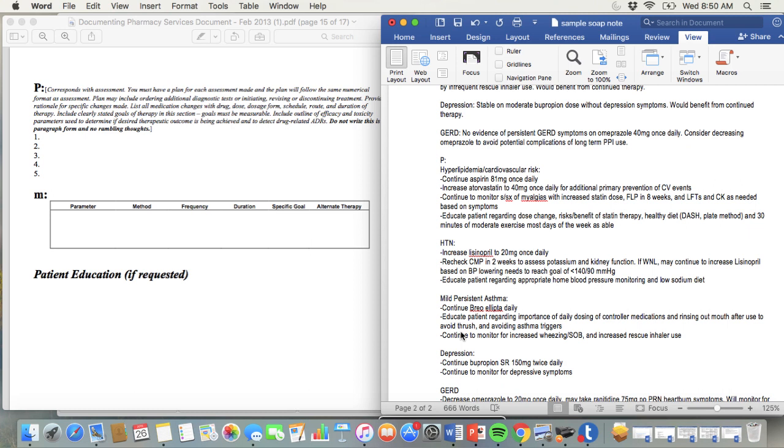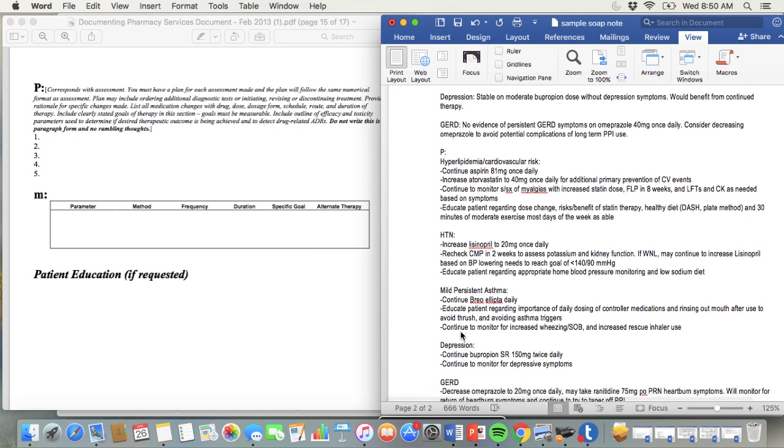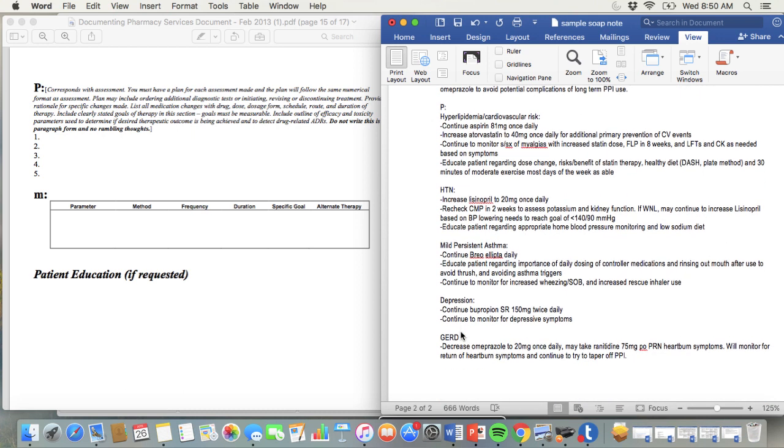Consider decreasing omeprazole to avoid potential complications of long-term PPI use. So we know that PPIs aren't meant to be chronic medications, and they can cause bone loss, osteoporosis, potentially C. diff, and then there's some data regarding Alzheimer's disease or cognitive decline, CKD, cardiovascular risk, etc. And so we don't want to continue PPIs long term. So if we can discontinue it, that's something that we need to consider.